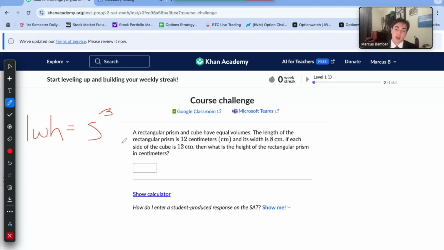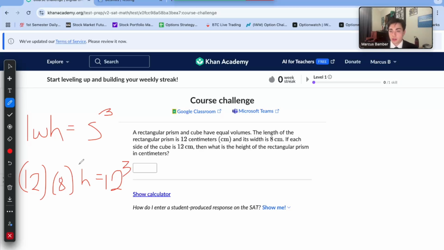So it says they're equal, so we're going to set them equal to each other. We're going to substitute in all of these variables. Length of a rectangular prism is 12, so we have 12. And then we have width, which is 8. We have, of course, missing the height. But then we have that equal to 12 to the power of 3.